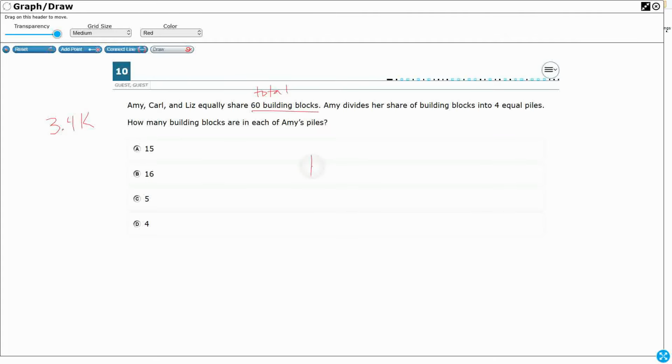All right, so I'm going to take this, just draw that very first sentence. So Amy, Carl, and Liz, there's 3 of them. I'm going to do this right here.